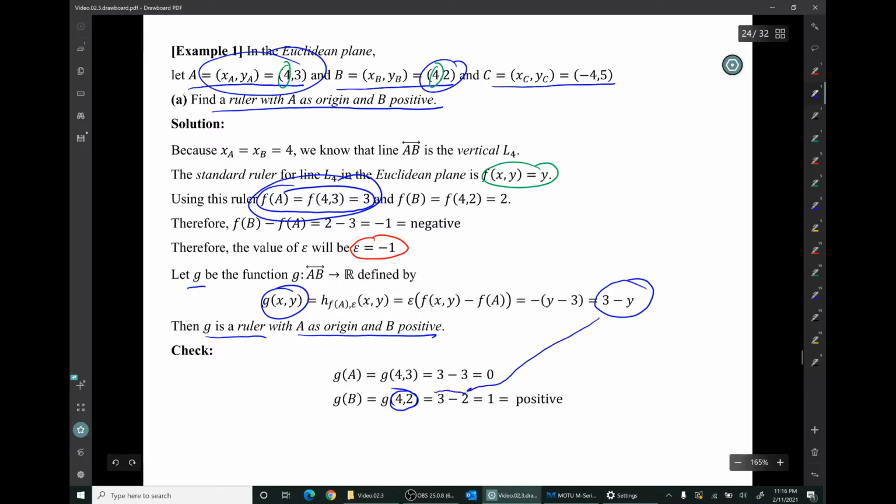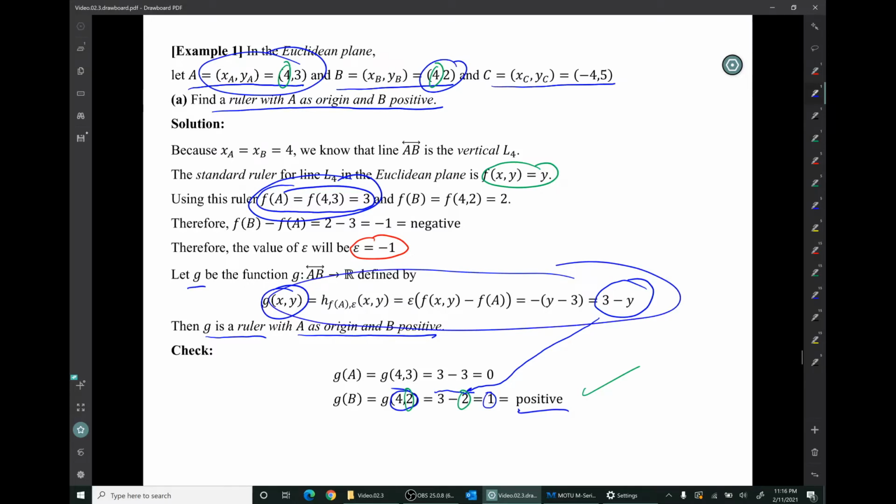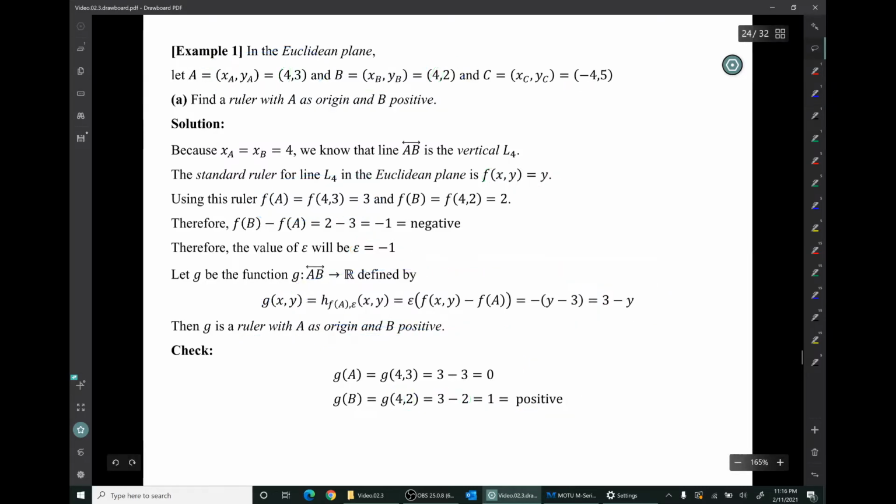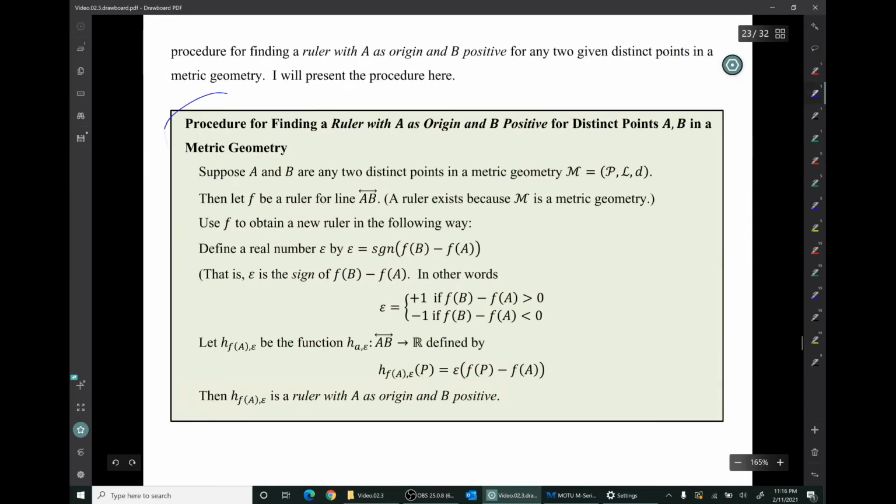Here's the formula for g, but I use the y coordinate of this point in that spot, and I get the number 1 as the result. And notice that's positive. That's what I wanted. So g of a is equal to 0, and g of b is positive, and we know that the function defined this way qualifies to be called a ruler function. So we have one of those special rulers we've built. So that's our first example of using this procedure to find a special ruler.